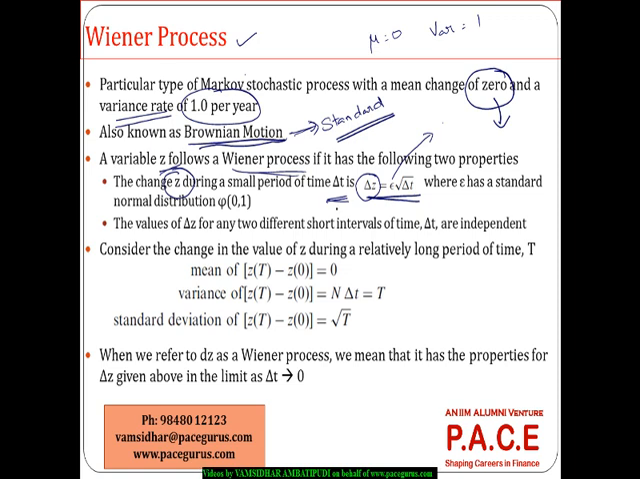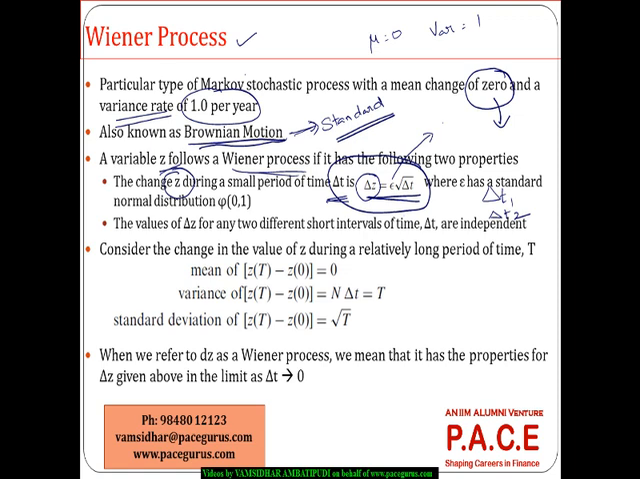And for any two different time periods, delta t1 and delta t2, the delta z's that I get are independent, because they follow the Markovian property. So within a very short interval, these are the two properties that are being followed.